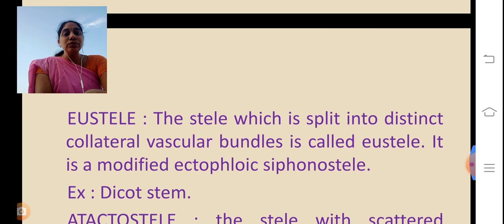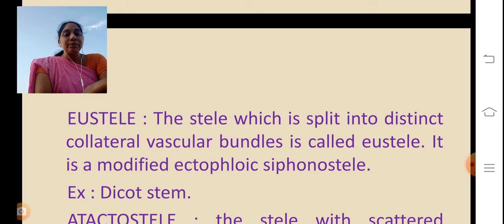Coming to the eustele, which you can observe in dicot stem. So up to this we discussed the different types of steles which are all present in pteridophytes. Eustele: the stele which is split into distinct collateral vascular bundles is called eustele. It is a modified ectophloic siphonostele.